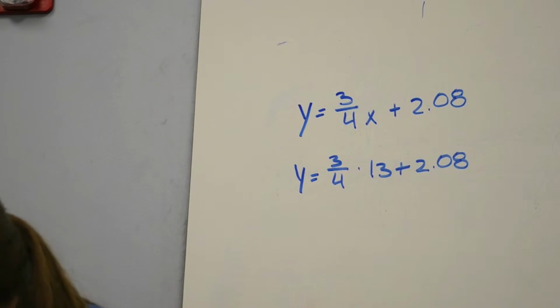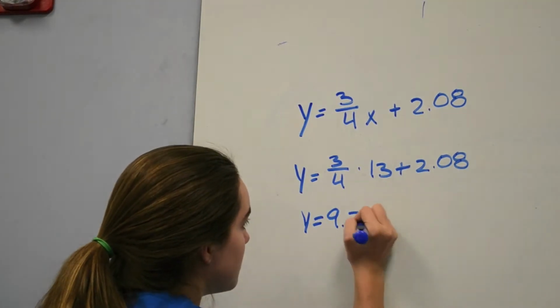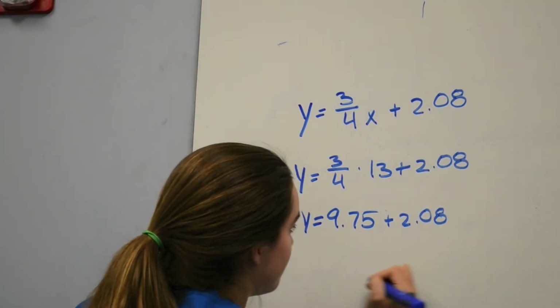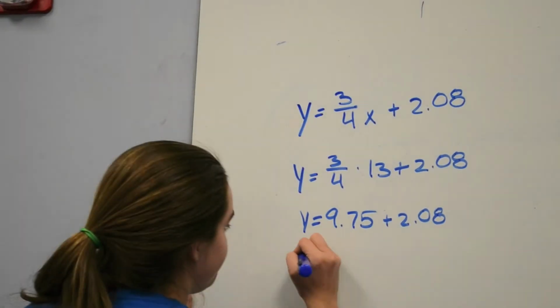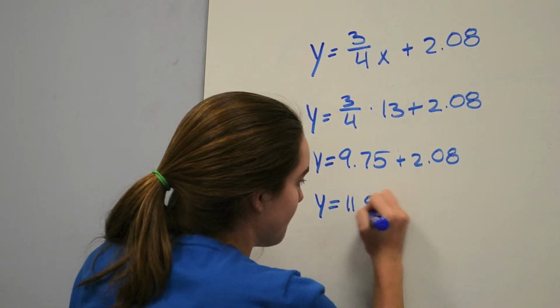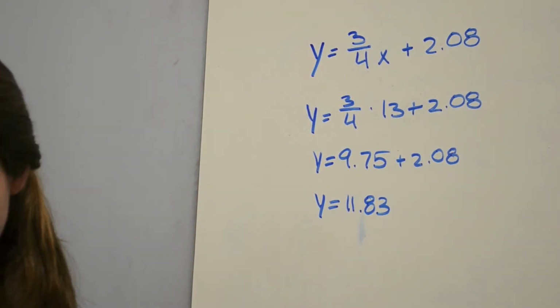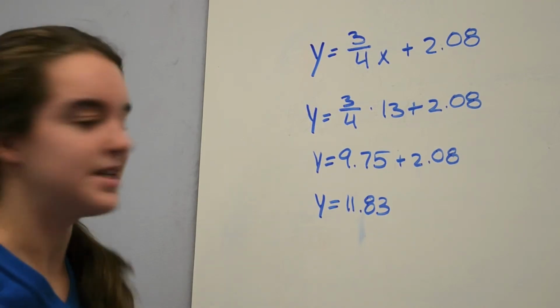And so then it ends up being y equals 9.75 plus 2.08. And then that is y equals 11.83. So the 11.83 points will be scored if the players shoot the ball 13 times.